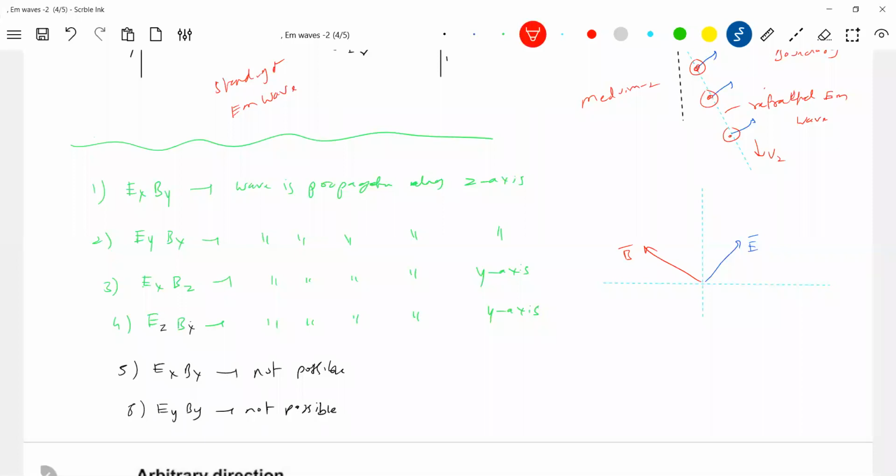Of course, it is propagating along now, which axis? Along Z axis. But E bar and B bar, they're not along the axis. It can happen. I can orient the B bar like this. So all possibilities are there. Or you can propagate in a space. Here we are confined, it is propagating along Z axis.